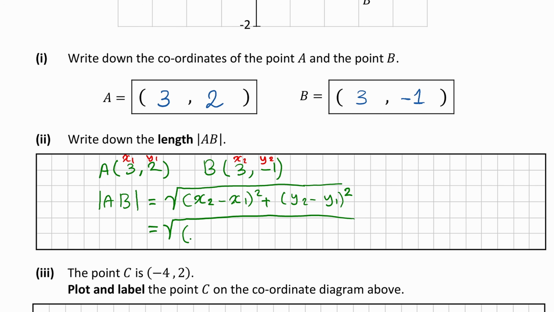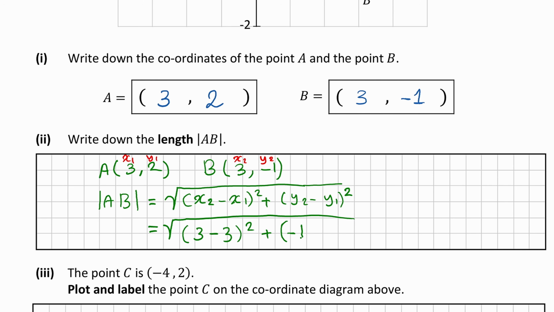What is the value of x2? x2 is 3. Then we take away x1. x1 is also 3, and we square it. Plus, now we have y2, which is minus 1. So we write minus 1.